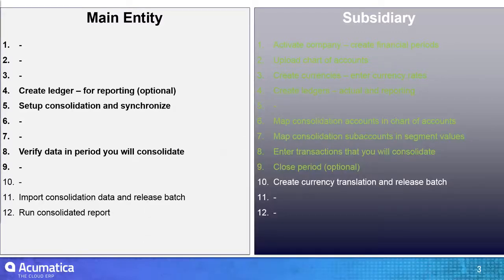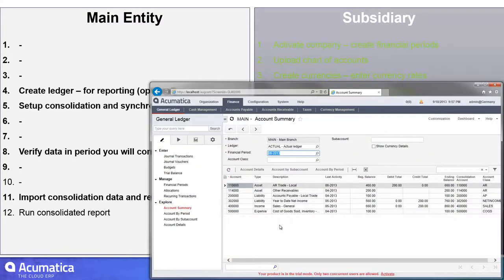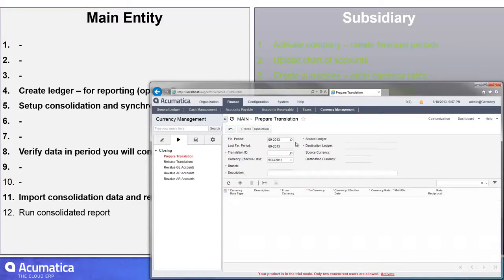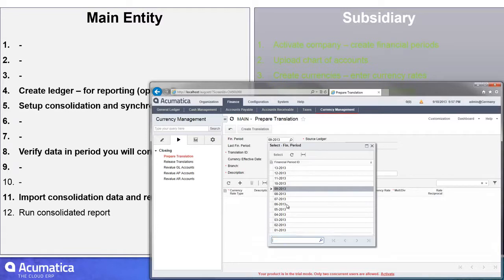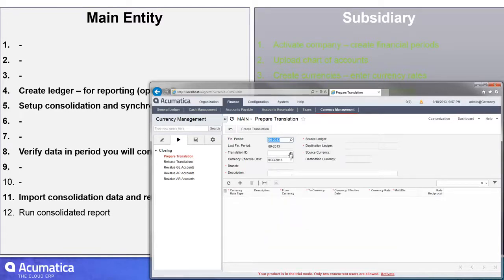By closing the period in Acumatica, you prevent further transactions, or you have the option to prevent further transactions from coming in. So once that was done, I was ready to go create my currency translation. So let's go show that now. Once again, that's in the subsidiary. So I went into the currency management area, and I prepared a currency translation. This one I did for this particular period.